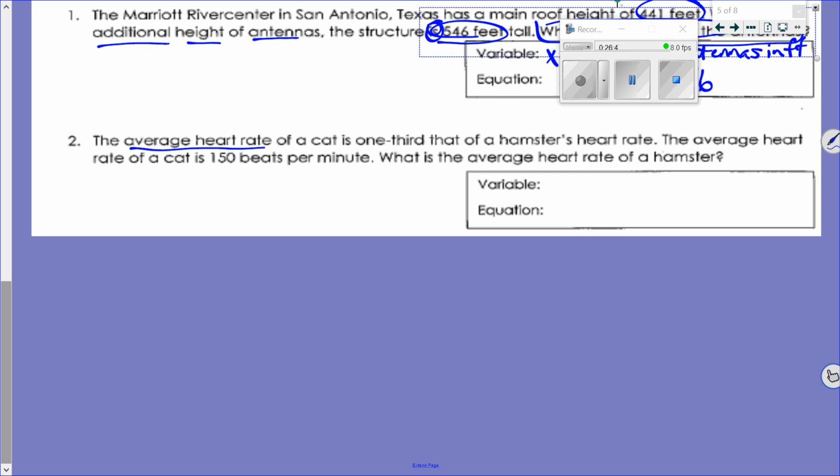Okay, I've got 1 minute to try to do this last problem. The average heart rate of a cat is 1/3 that of a hamster's heart rate. The average heart rate of a cat is 150 beats per minute. What is the average heart rate of a hamster? So what I don't know, oh, there's your bell.